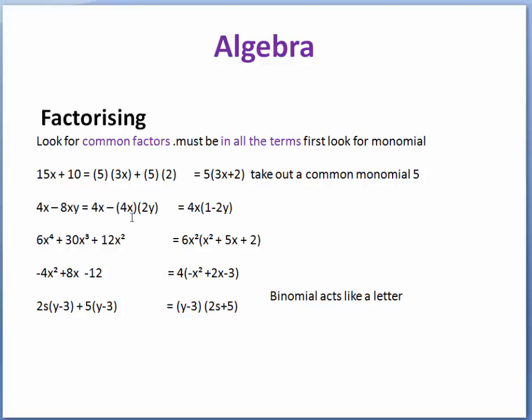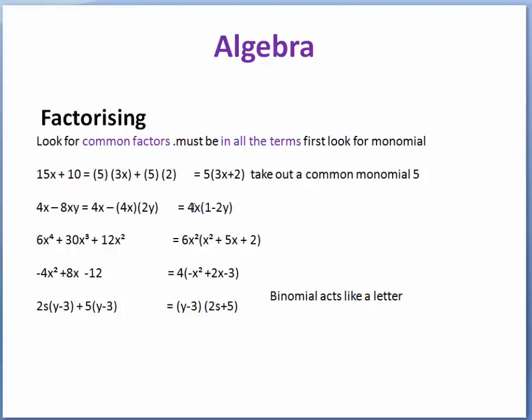Again, in this example, let's look for the monomial, which is a factor. So 4 will go into there, 4 will go into 8. So write our 4. And then look for the letter. So is there an x in both terms? Yes. So x is a common factor. So write that outside by itself.